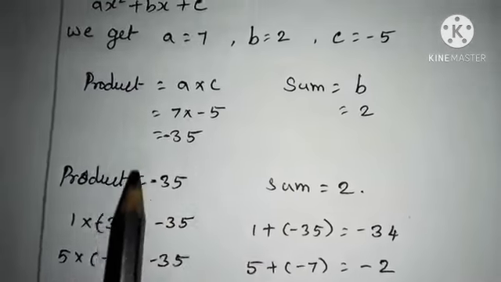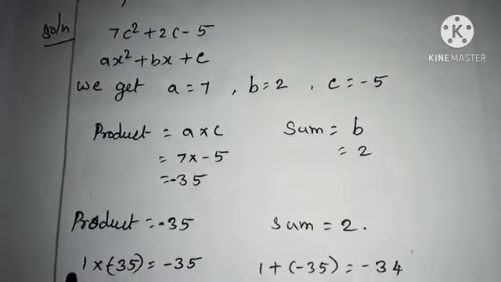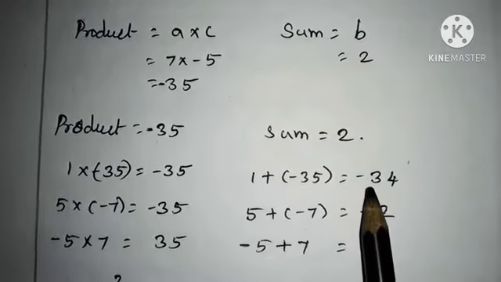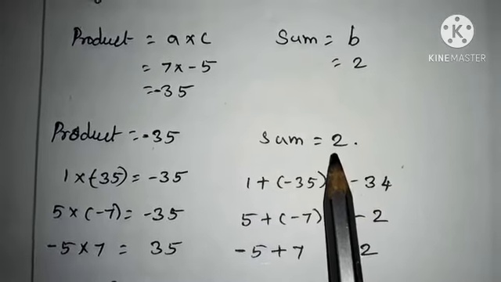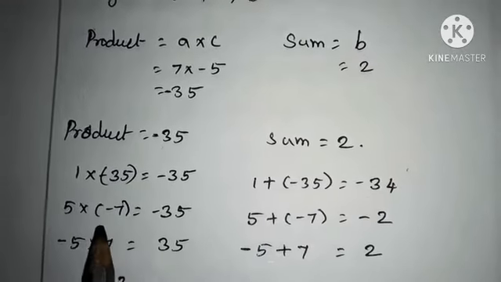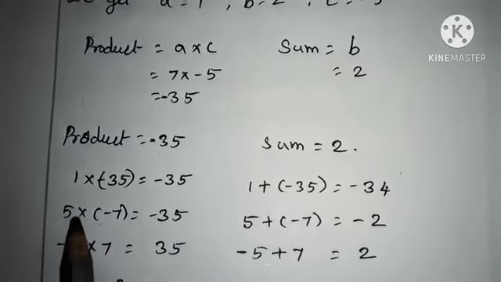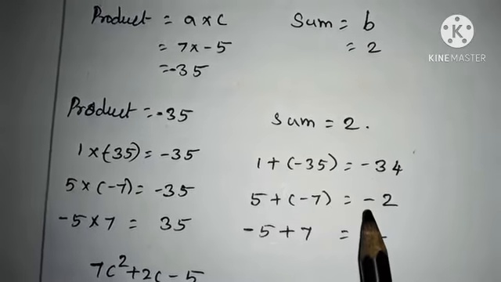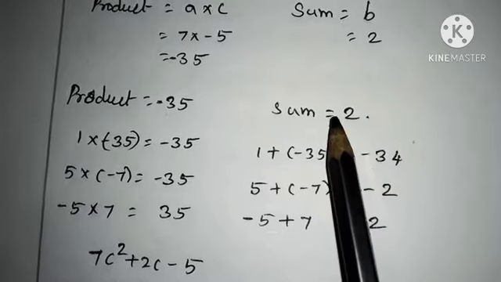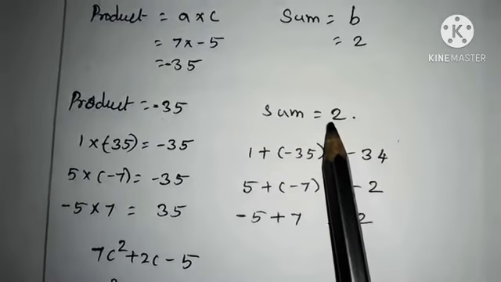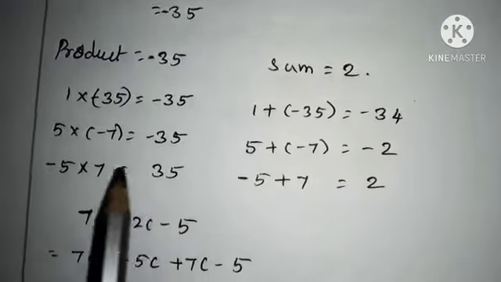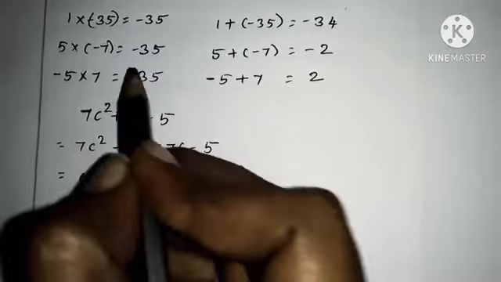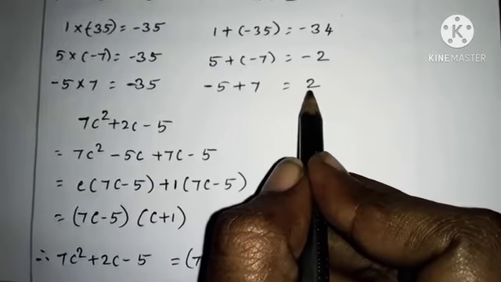The middle term 2c can be split into two factors. This minus 35 can be written as 1 into minus 35, which gives minus 35. But if we add 1 and minus 35, we get minus 34. That is not equal to 2. So we move to the next two factors, 5 into minus 7. 5 into minus 7 gives the product minus 35, but when we add 5 and minus 7, we get the sum as minus 2. But in the given problem, the sum is plus 2. So we change the sign and multiply. Minus 5 into 7 gives the product minus 35, and if we add minus 5 plus 7, we get the sum 2.